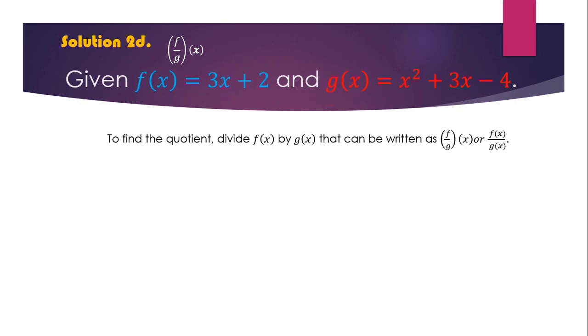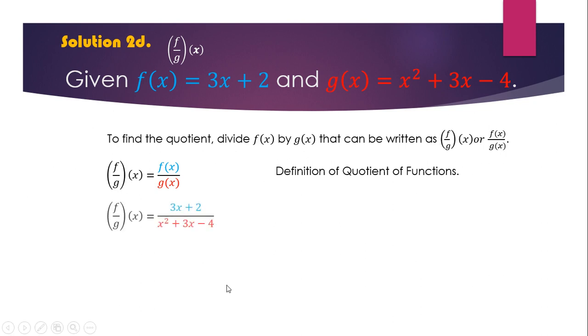To find the quotient, divide f of x by g of x. That can be written as quantity f over g of x, or f of x over g of x. So quantity f over g of x is just equal to f of x over g of x. That is the definition of quotient of functions. And then substitute the given values for f of x and g of x in f of x over g of x. So f of x is 3x plus 2, g of x is x squared plus 3x minus 4.